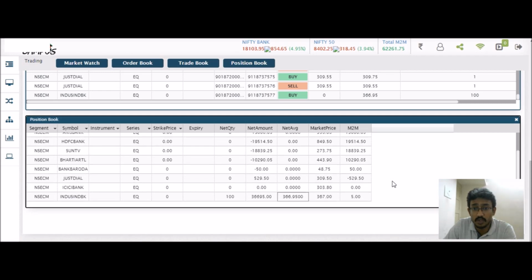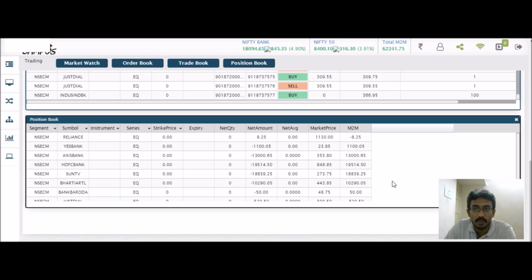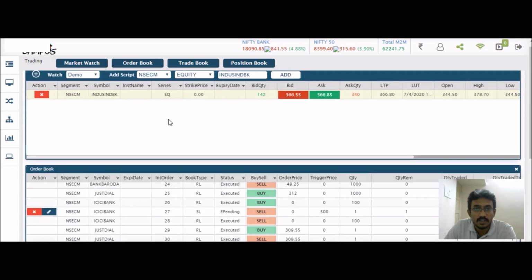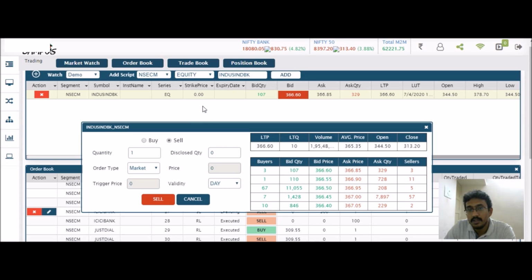If you don't place a stop loss order, then if the stock reaches 300, you'll be losing 67 rupees per stock, got it? So just to avoid that, we go for a stop loss order. So how to go for a stop loss order? Again, right click on the stock in the watch list, then go for sell. We are ready to sell the stock at 360. Only if it reaches 360, we are going to sell the stock. So we should select stop loss order.